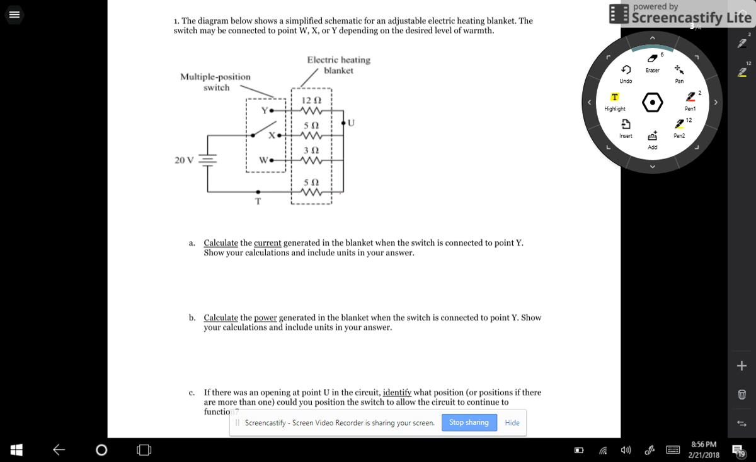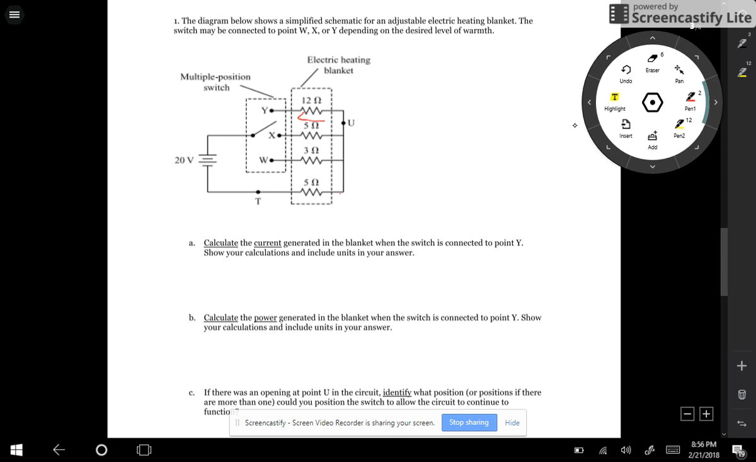All right, welcome back to Electricity Quiz Part 2, Open Response. Let's take a look at these now. The diagram below shows a simplified schematic for an adjustable electric blanket. Schematic just simply means what we're looking at here is a drawing of a circuit diagram. The switch can be connected to points W, X, or Y, depending on the levels of warmth.